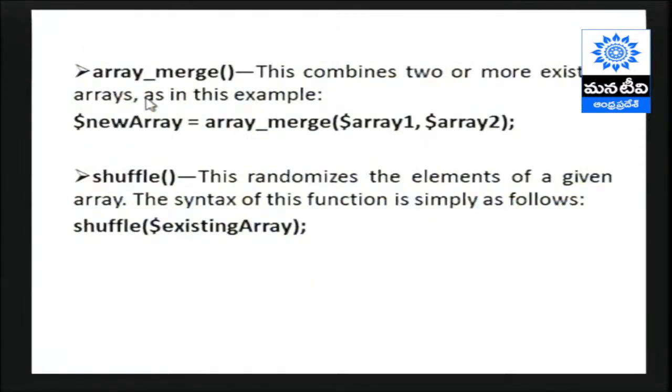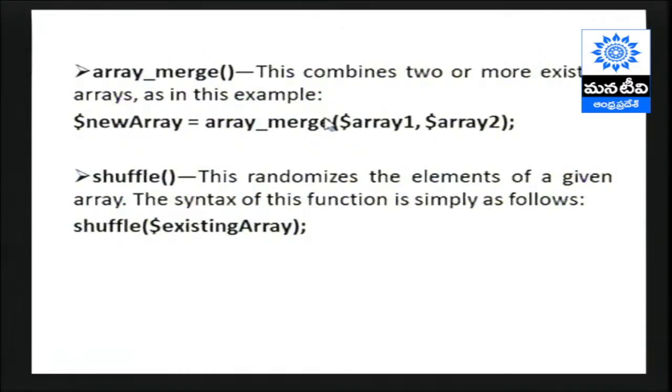Likewise, we have another function called array merge, which helps to combine more than one array at a time. So this also helps us to combine the data that is present in more than one array. The syntax of the array merge function is: array merge, array name 1 and array 2. Likewise, we can give n number of arrays, where the result of array merge will be a new array storing all the elements.